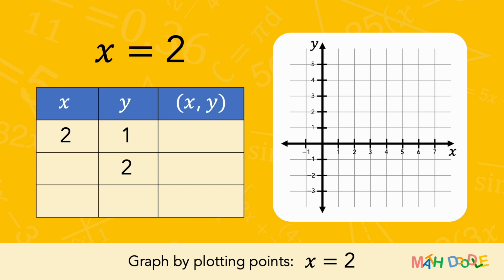When y is 2, x is 2. And, when y is 3, x is 2. These tell us that the line of the equation passes through the points (2, 1), (2, 2), and (2, 3). Now, let's plot these points in a coordinate system.